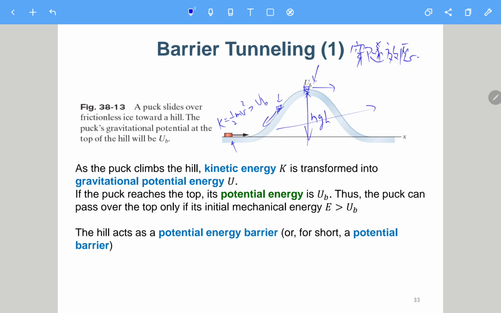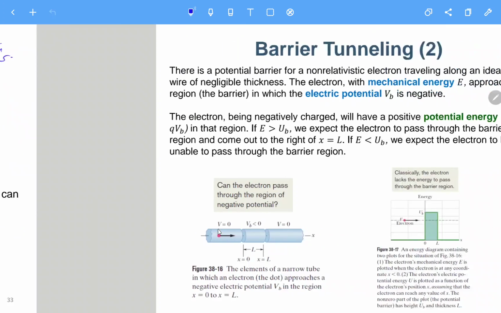Tunneling effect. As the puck climbs the hill, kinetic energy transforms into gravitational potential energy. If the puck reaches the top, its potential energy is UB, thus the puck can pass over the top only if its initial mechanical energy E is larger than UB. Just mentioned it. So the hill acts as a potential energy barrier, or for short, a potential barrier.